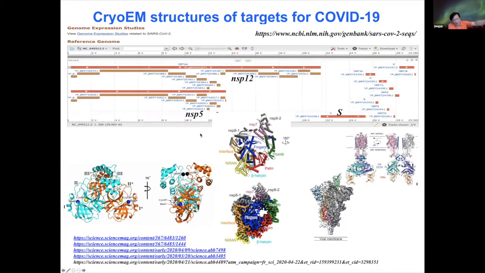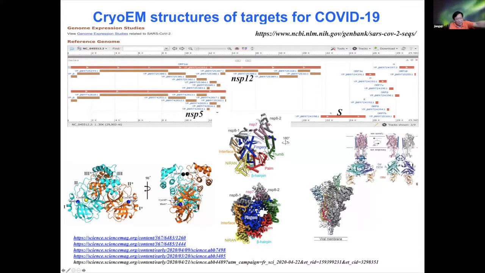NSP5 has been resolved by X-ray crystallography, shown here on this side. And today there is a newly released structure of NSP5 in complex with different compounds that are coming out of the lab in China. And one of the compounds appears to be highly potent and showing very high promise for clinical applications.